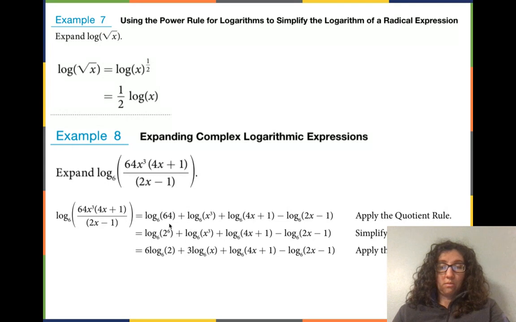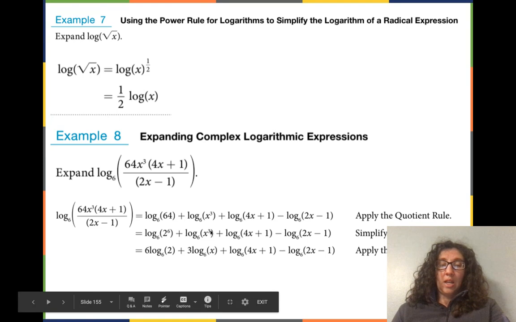So, quotient rule. Well, they kind of did the quotient rule and the product rule all in one, right? They broke up, they said log of 64 plus log of x cubed plus log of this thing minus log of the denominator. Okay, so hopefully combining those steps is making sense. All right, well, what can we break up here? So now they were a little bit clever, and they rewrote 64 as 2 to the 6th power. Okay, and now they can bring that 6 out front. Here we had x cubed, they brought the 3 out front.